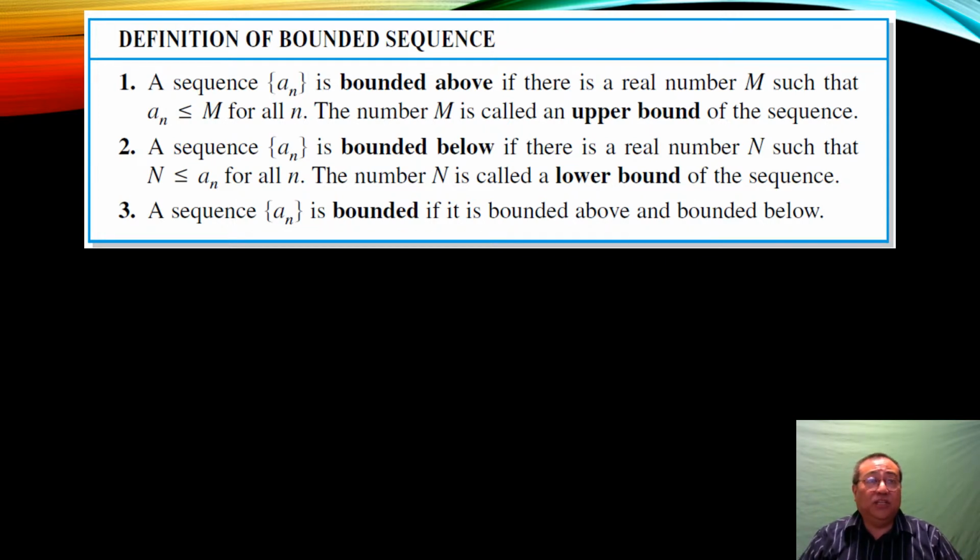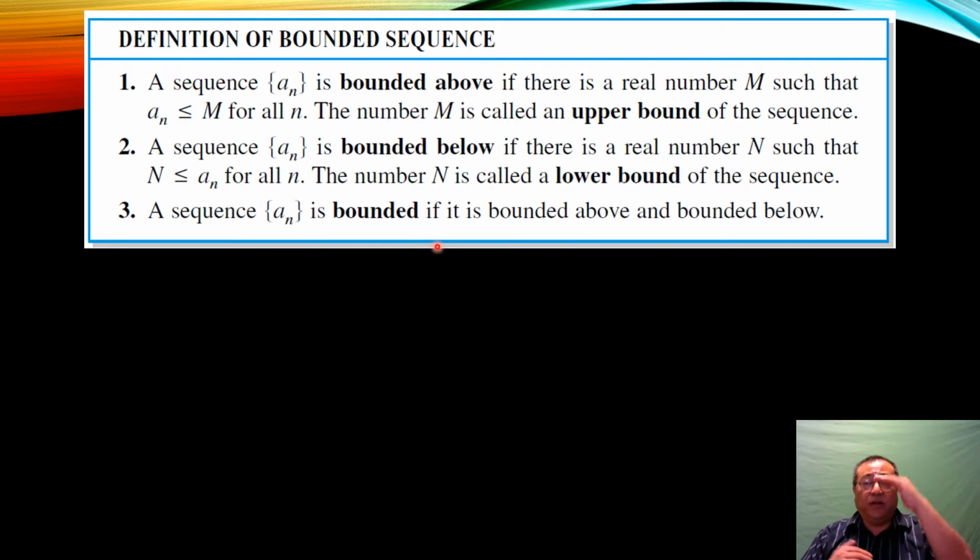This is the definition of a bounded sequence. Now, this is the Matthews version. I'm going to paraphrase it here. You can have an upper bound, so that means it doesn't go above a certain value. Or you can have a lower bound, and it doesn't go below a certain value, right? So number 1 is bounded above, so it doesn't go above a certain value. And number 2 is bounded below.